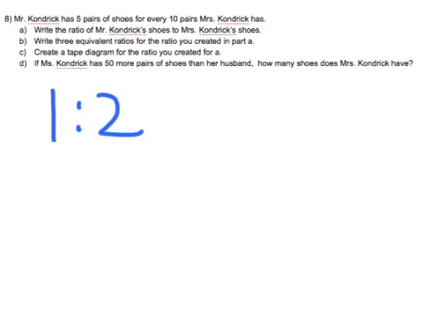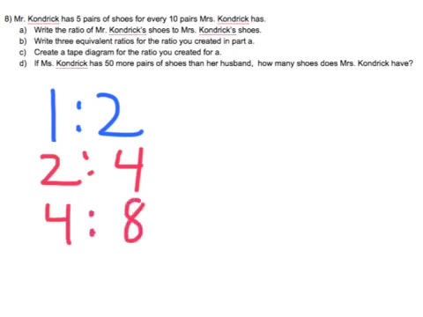Now my task is to come up with 3 equivalent ratios for the ratio I created in part A. So the ratio I created after I simplified was 1 to 2. I need to come up with 3 equivalent ratios for that. Well, 1 to 2, I can, of course, multiply both of those numbers by 2, and that will give me 2 to 4. I could then double those numbers. I'd get 4 to 8. And then I could double those again, get 8 to 16.